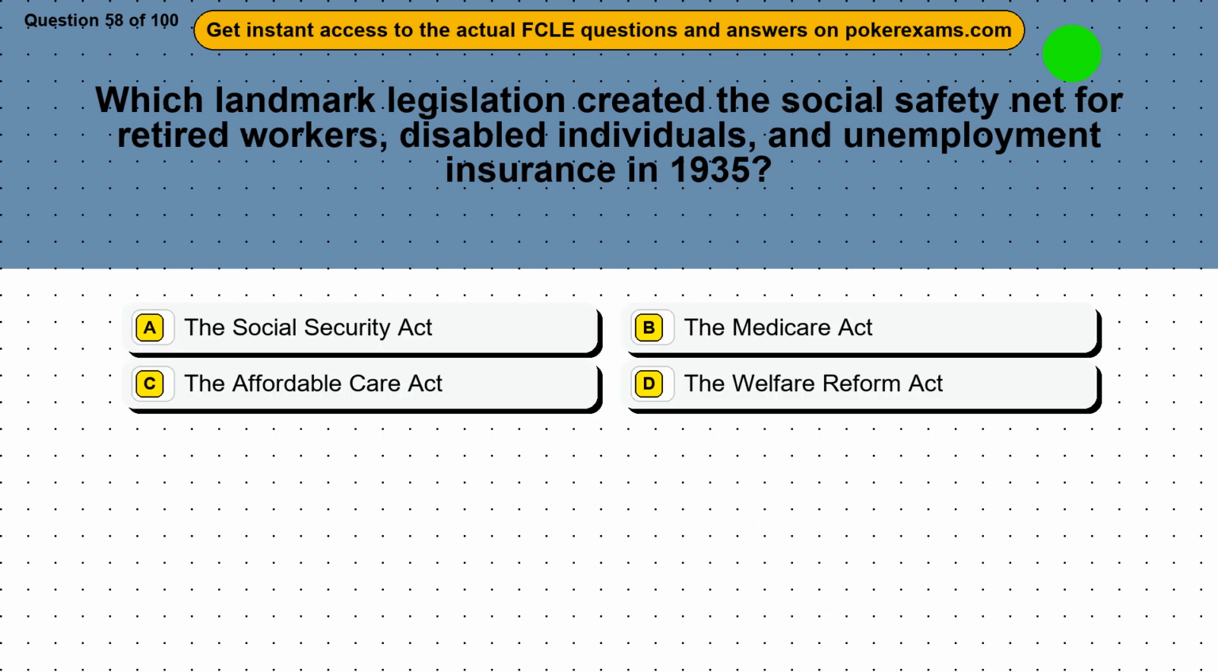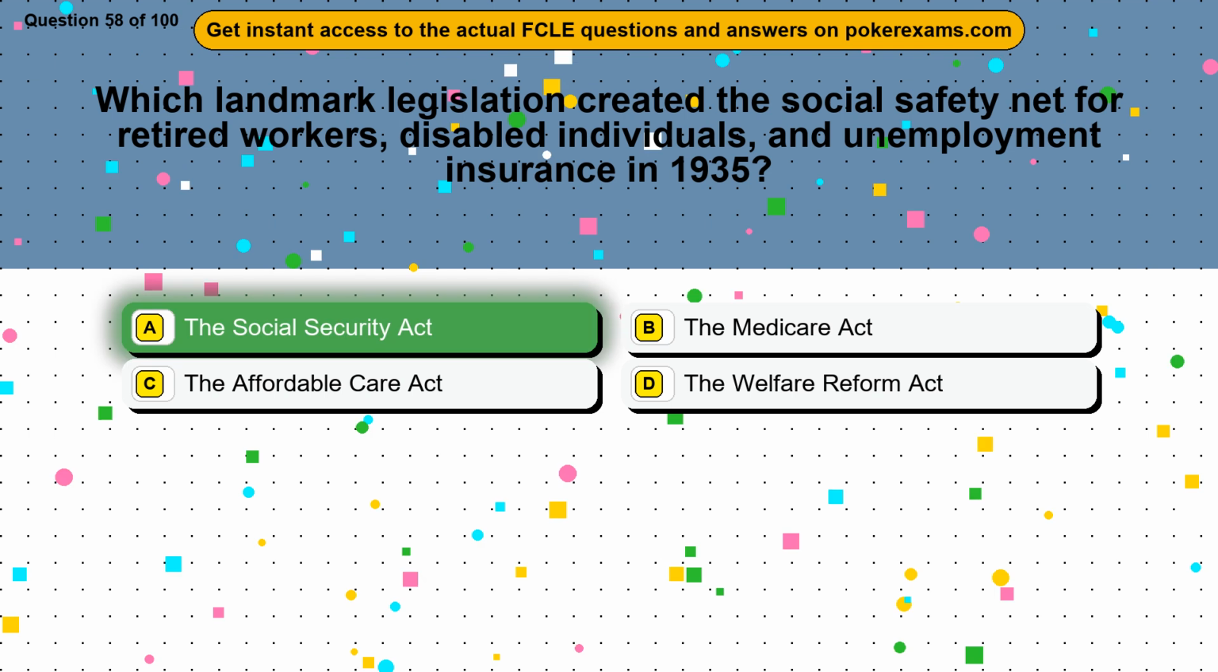Question 58. Which landmark legislation created the social safety net for retired workers, disabled individuals, and unemployment insurance in 1935? Option A, the Social Security Act. Option B, the Medicare Act. Option C, the Affordable Care Act. Option D, the Welfare Reform Act. The correct answer is option A, the Social Security Act.